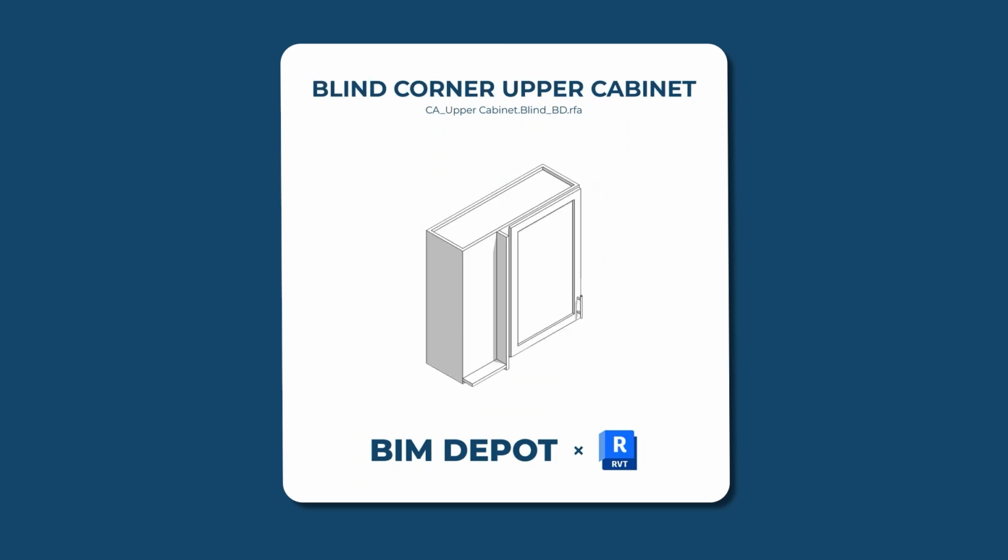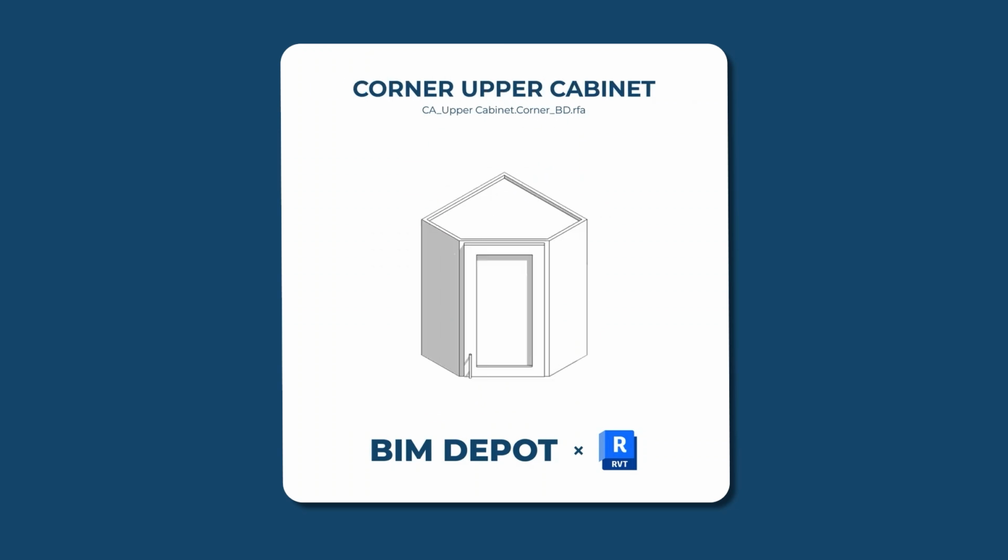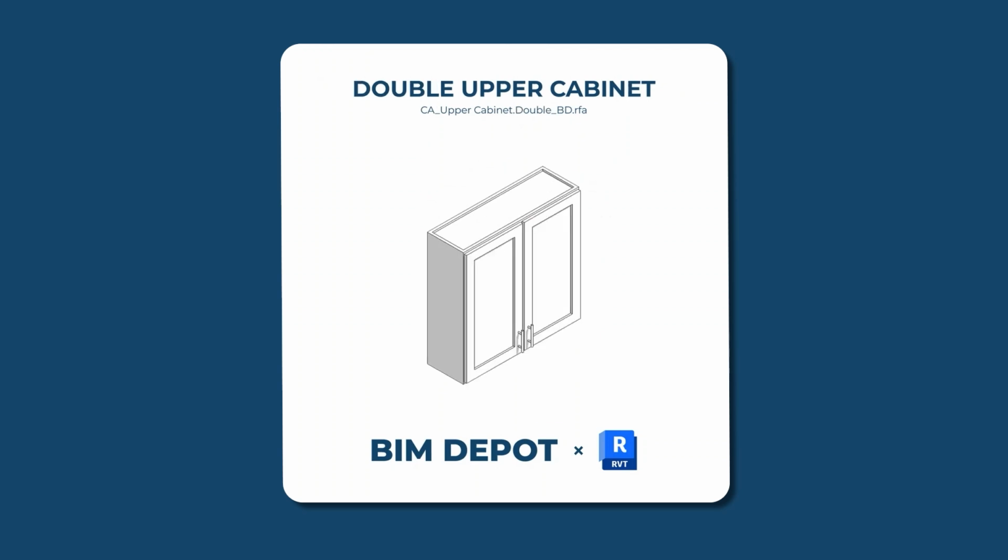And then to get into the upper cabinets, you have the blind corner upper cabinet. This pairs nicely with the base. The chamfered corner upper cabinet, double upper cabinet, so that's double door.